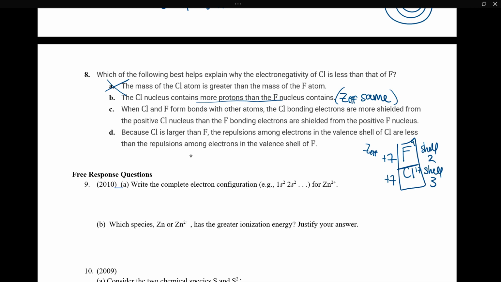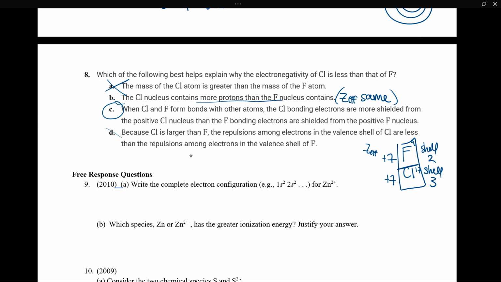All right, this is a long one. Sorry, I haven't read through these last 2 answer choices yet. The chlorine bonding electrons are more shielded from the positive chlorine nucleus than the fluorine bonding electrons are shielded from the positive fluorine nucleus. This is very wordy here. Yeah, it looks like the correct answer choice is C, but it is a very wordy choice.